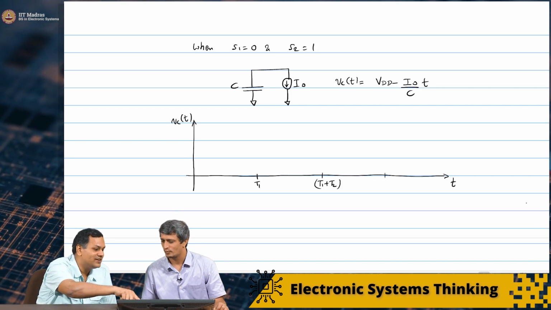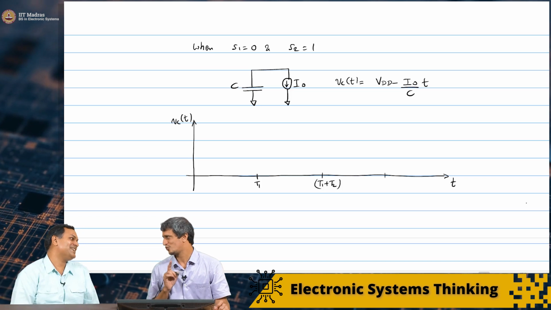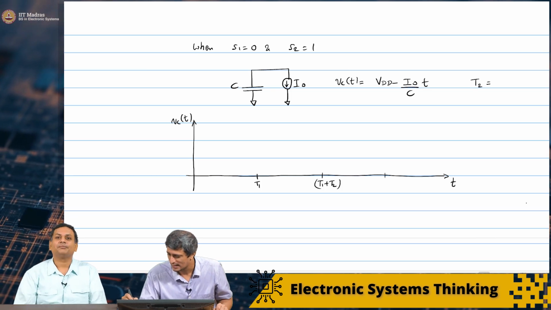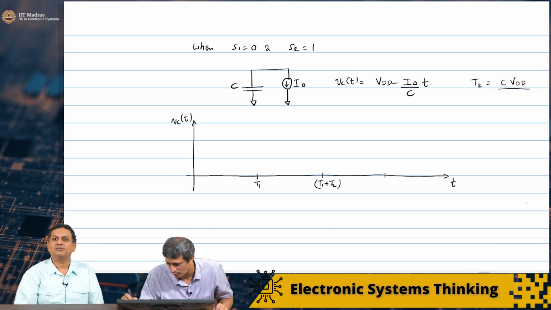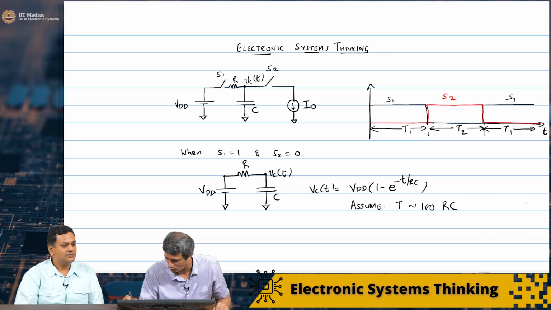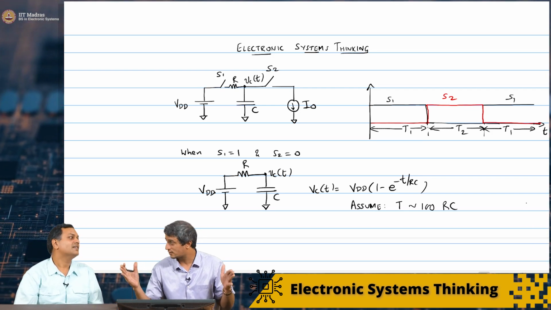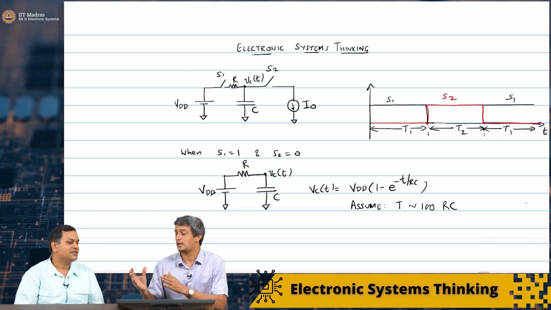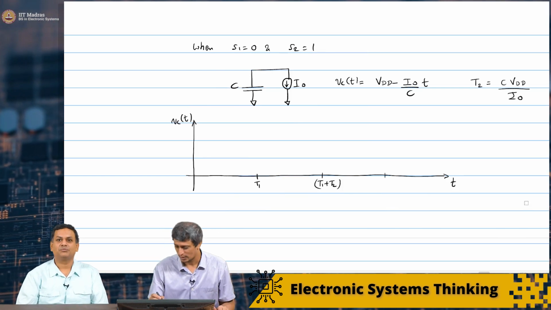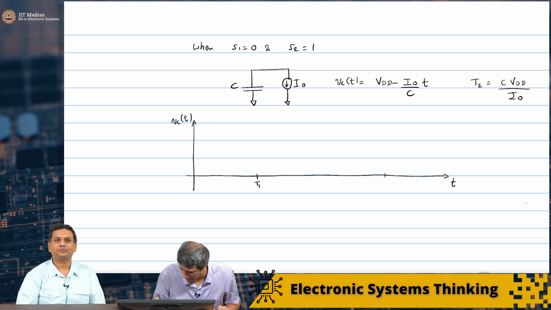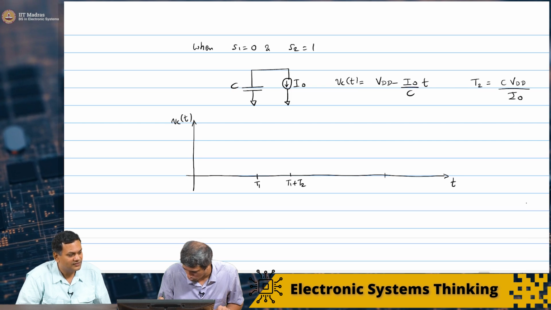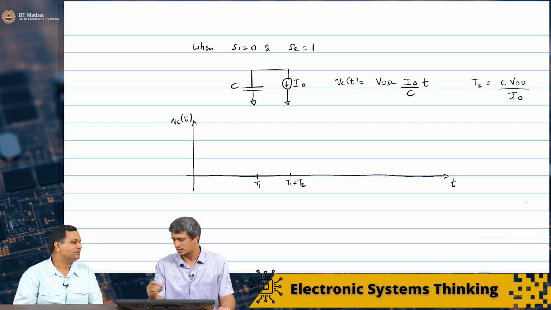Maybe what we will do, we'll assume that T2 is such that it is CVDD by I0. Can we do that? Yes, that's a good idea. So T2 we are going to assume is CVDD by I0. So this is T1, T2, T1. T1 should be very large, 100 RC, but T2 should be exactly equal to CVDD by I0. So then we should basically redraw this. So this is going to be T1 plus T2, and then we'll see what happens.